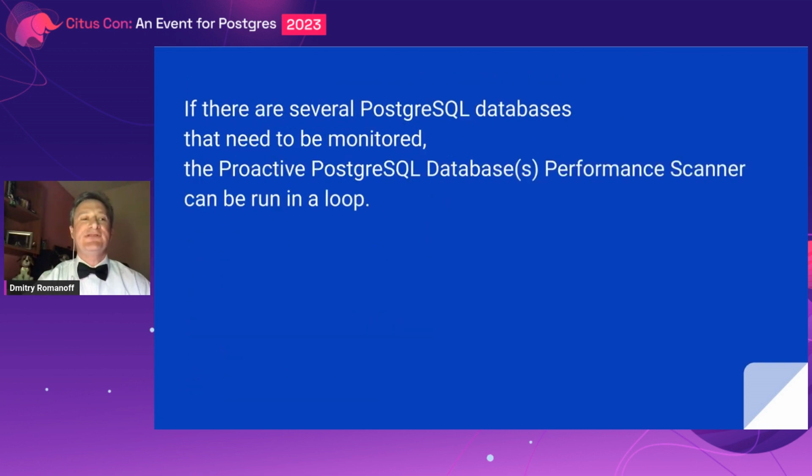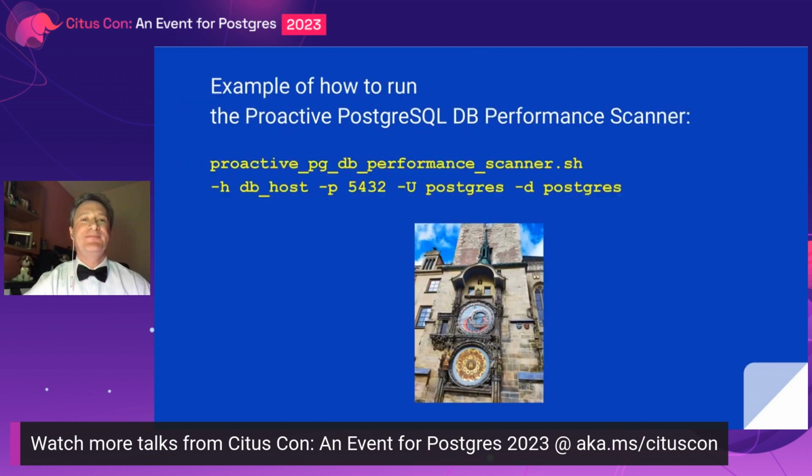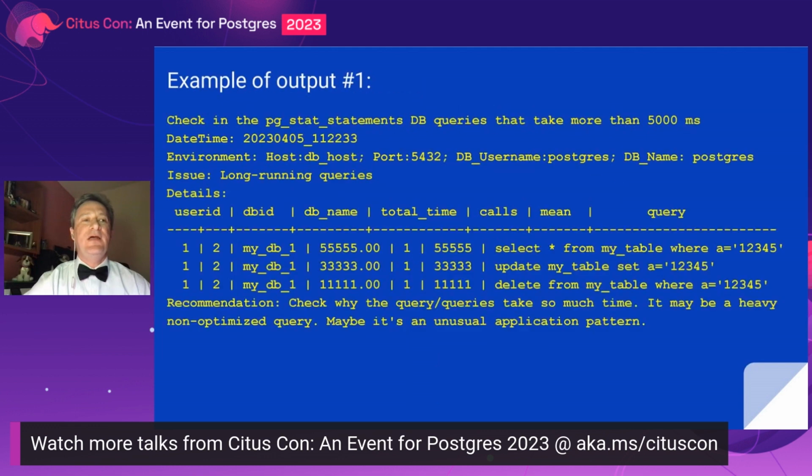If there are several Postgres databases that need to be monitored, the proactive Postgres database performance scanner can be run in a loop. Example of how to run the proactive Postgres database performance scanner. Example of the output of the proactive Postgres database performance scanner.